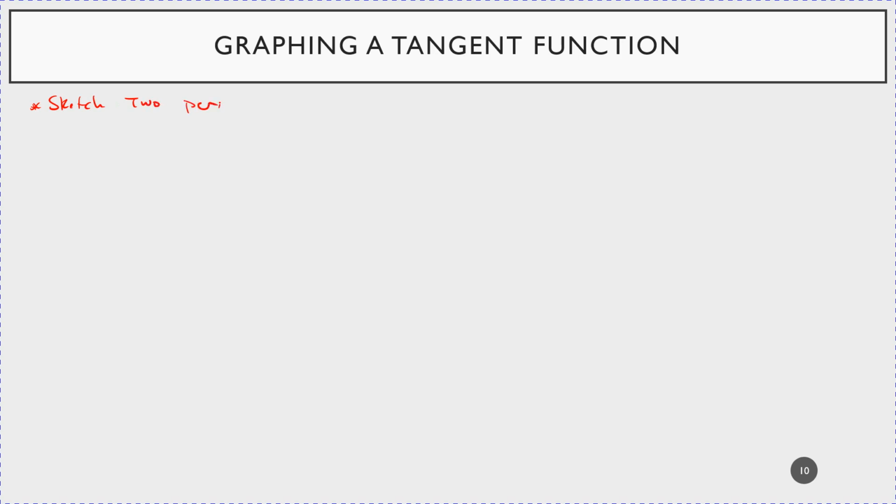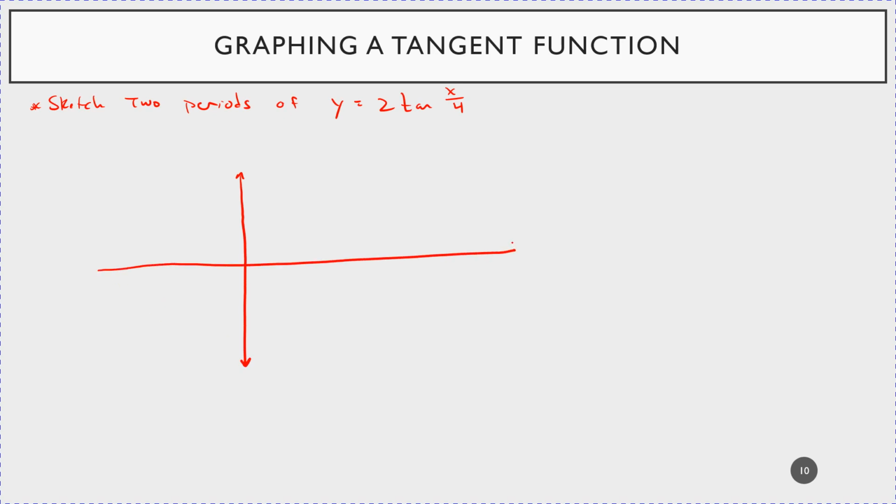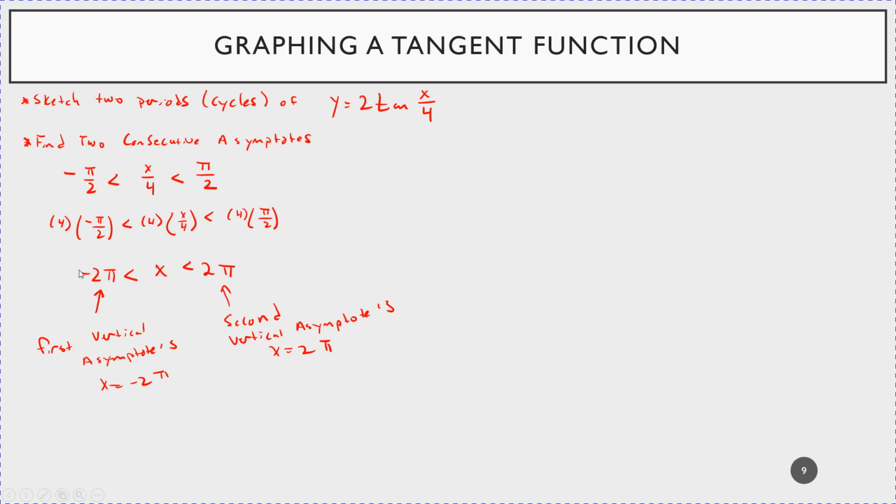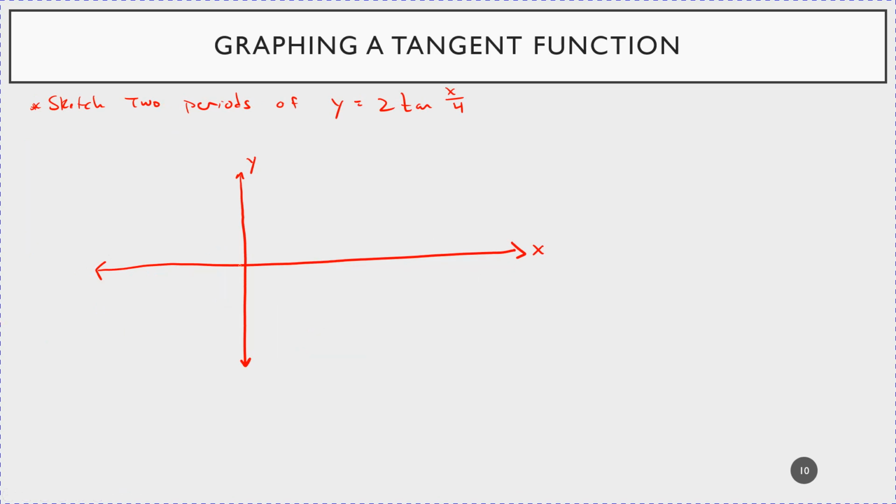So sketch 2 periods of this, y is equal to 2 times tangent of x over 4. All right, so look, here's what we did. First vertical asymptote occurs at negative 2 pi, and then the second one is at 2 pi. So here's 0. This will be negative pi. This will be negative 2 pi. Here's pi. Here's 2 pi.